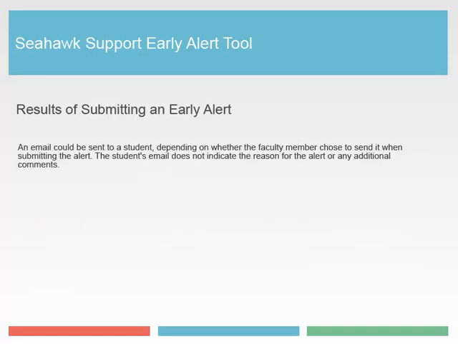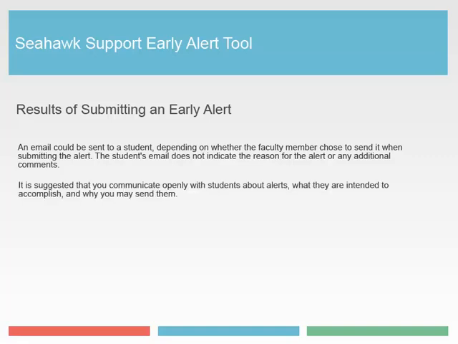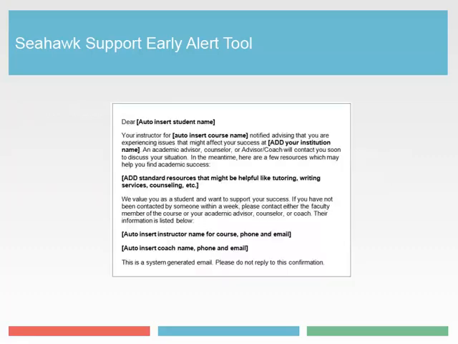An email could be sent to a student depending on whether the faculty member chose to send it when submitting the early alert. The student's email does not indicate the reason for the alert or any additional comments. It is suggested that you communicate openly with your students about alerts, what they are intended to accomplish, and why you may send them. Here is an example email a student might receive from a faculty member.